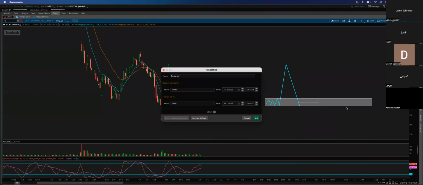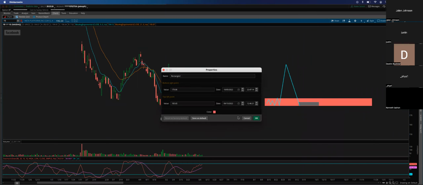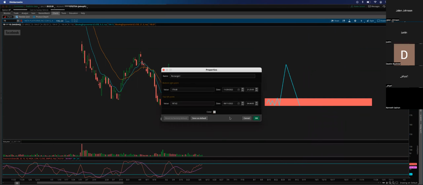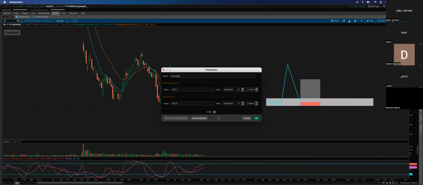So let me see if I can draw some color in here. Hold on. Rectangle 2. Let's make it that way. Okay, and make this one back to gray. So Gary, remember we bought at that little oval right there, and then you would have whatever your risk to reward is. You could do it that way if you want to.